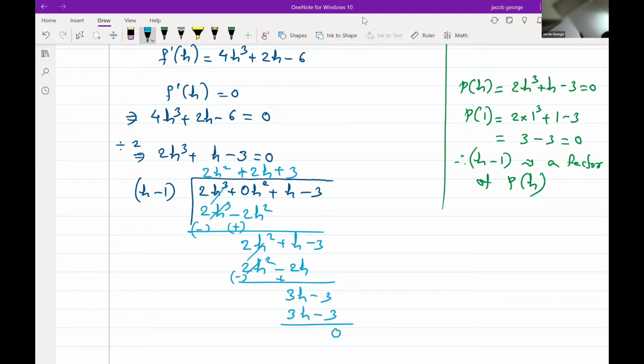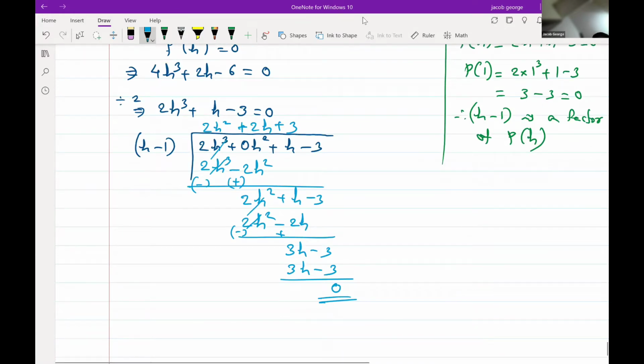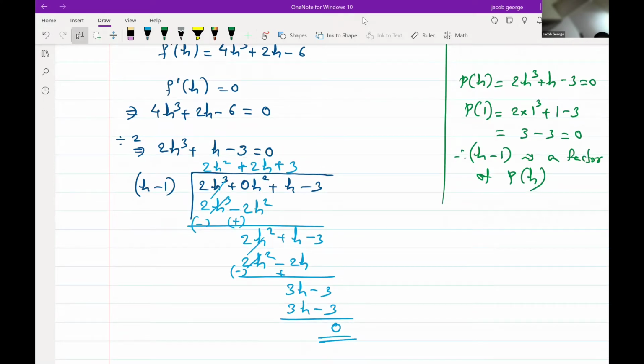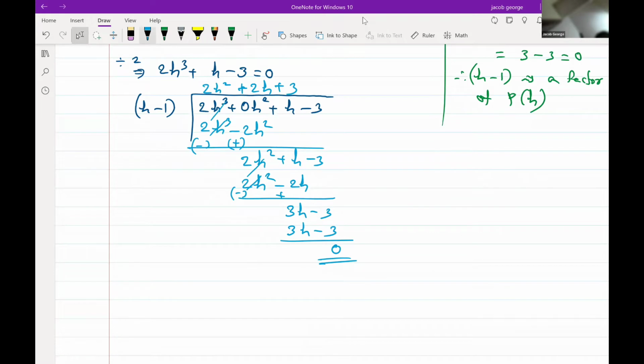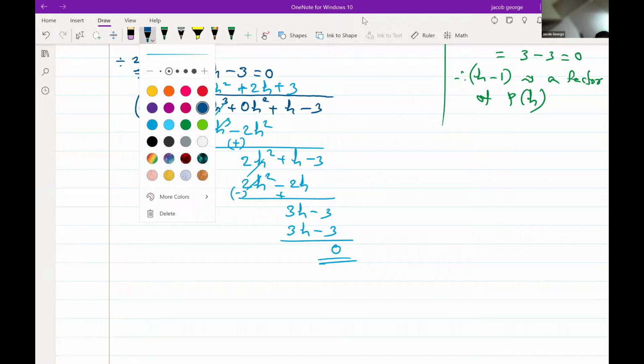So we have to get the remainder 0, otherwise it is wrong. So here it is correct, the remainder is 0. Okay, so this is the quotient. Please do the long division. And then we have to check the possibility of factorizing the quotient. If it is possible to factorize, we will get 2 more zeros or 2 more roots for this polynomial. Total 3 roots we can find out. Okay, so let me check the possibility of factorization.